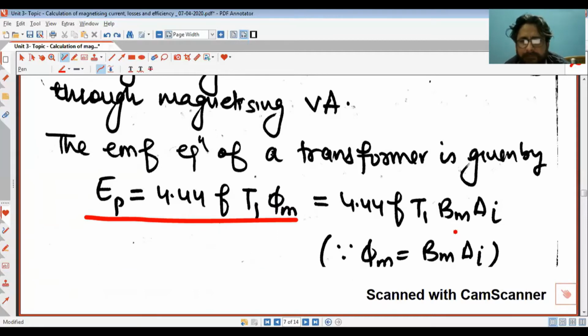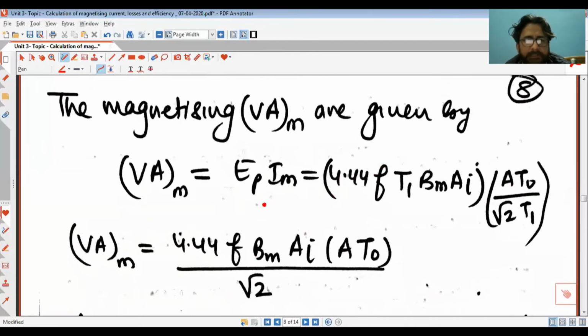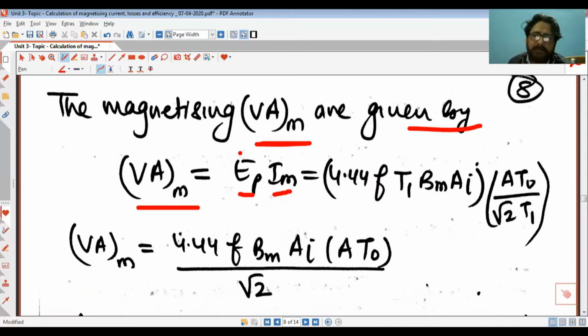If we replace phi m with Bm Ai in the equation, we'll get a new equation here. From this equation, we can find out the magnetizing volt amperes. So magnetizing volt ampere will be EP into IM, meaning the RMS value of the induced EMF in primary into the magnetizing current, right?